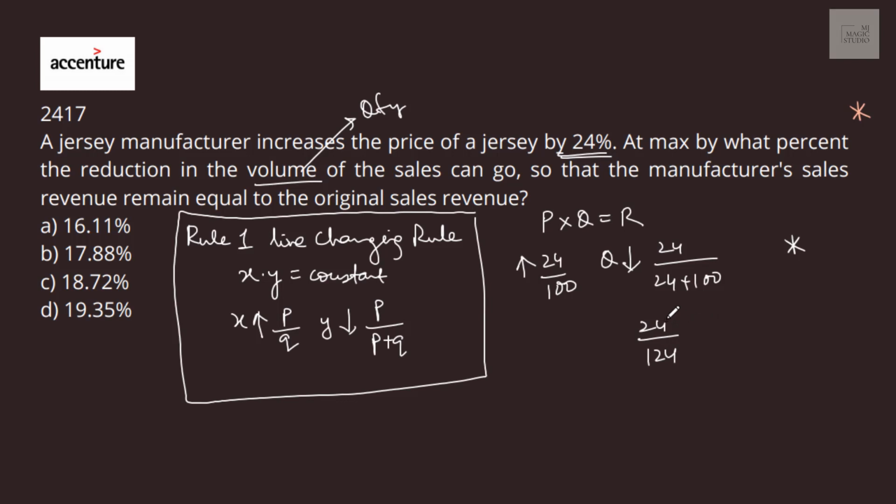24 by 124 as a percentage would be how much? 12 by 62, 6 by 31, 6 by 31 into 100, and 6 is just less than 20% of 30, so that fits in 19.35. The calculator value is also 19.35 percent, and that is the answer.